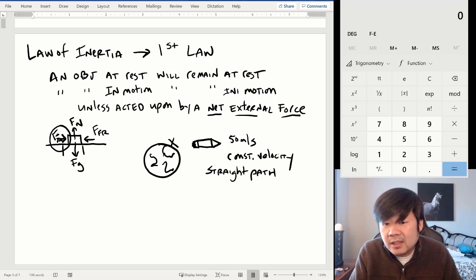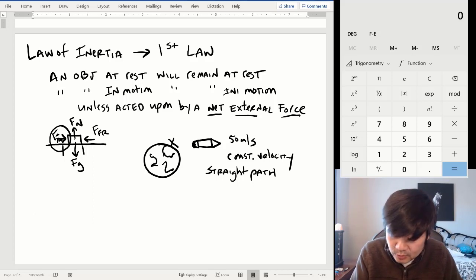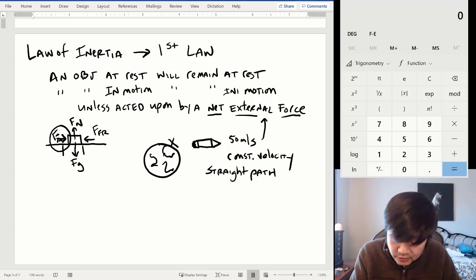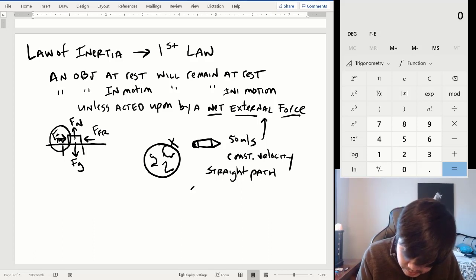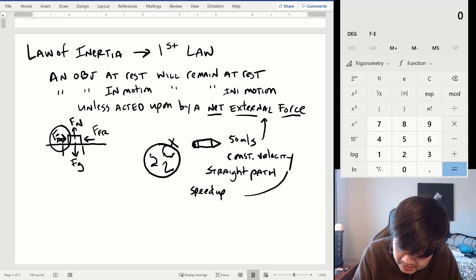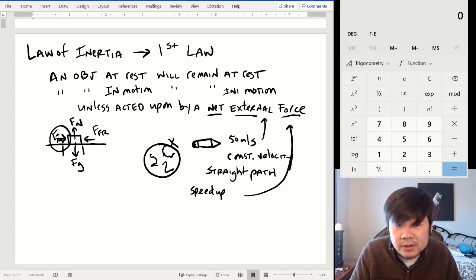Now, think of a satellite or the moon or something. Think about how it goes in a circular path. Something that goes in a circular path needs what? A net external force. Okay? So that covers constant velocity. So let's say that this rocket ship wants to speed up. Then what does it need? It needs a net external force.